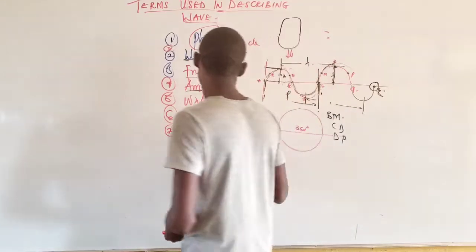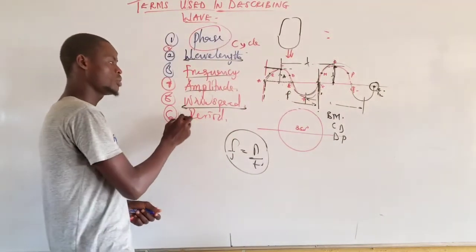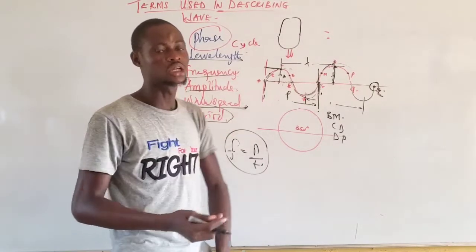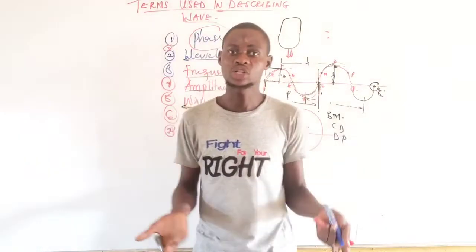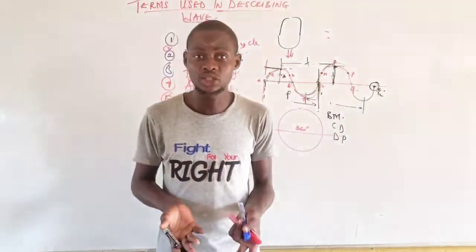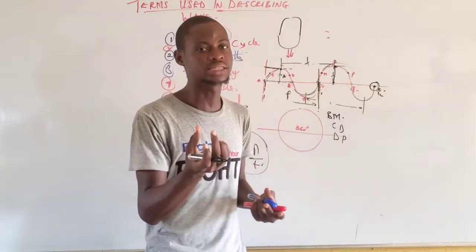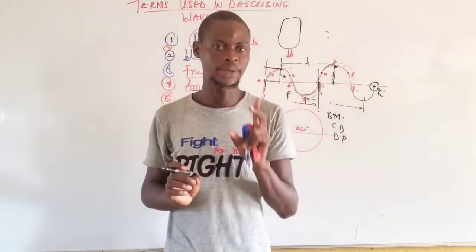Now, the next one that we have is the wave speed. Before I move on to the wave speed, let me first talk about the period. Period simply means time taken. It is not menstruation period though. It is the time taken. The time taken for a wave to complete a single circle, that's what we call a period.